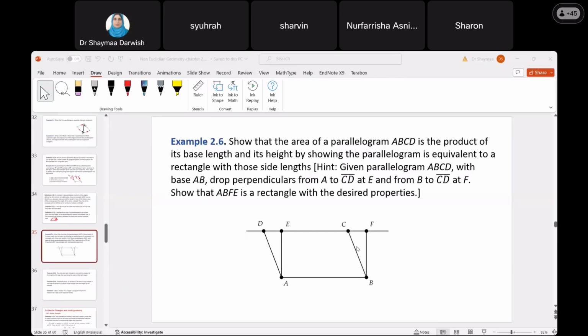To prove this, I will draw a rectangle. Now I have A, B, C, D. This is a parallelogram. So I will draw a rectangle equivalent to my parallelogram. Equivalent means both have the same area. Then I will find the area of the rectangle, and using this, we will assume it is the same area as the parallelogram.